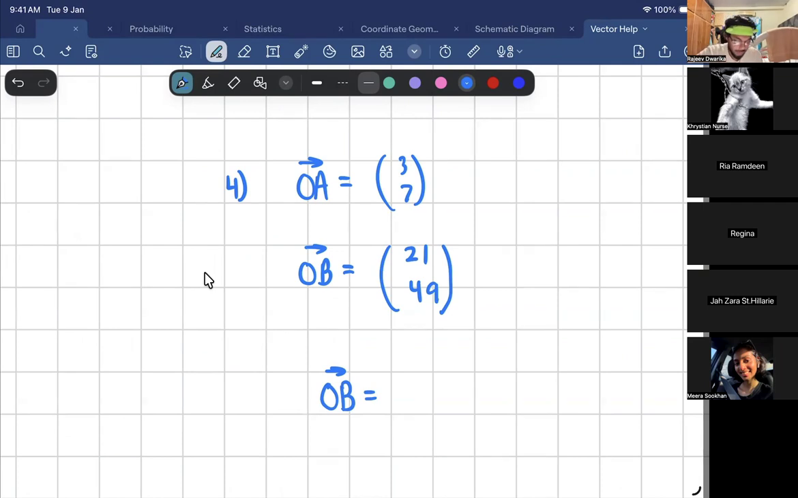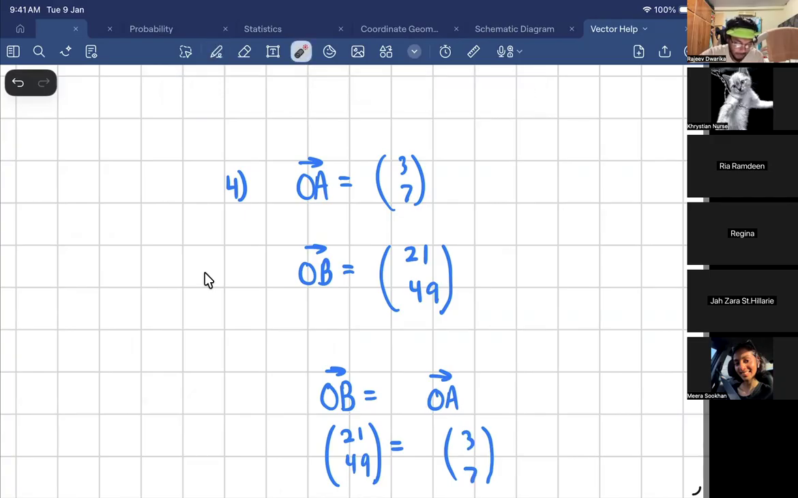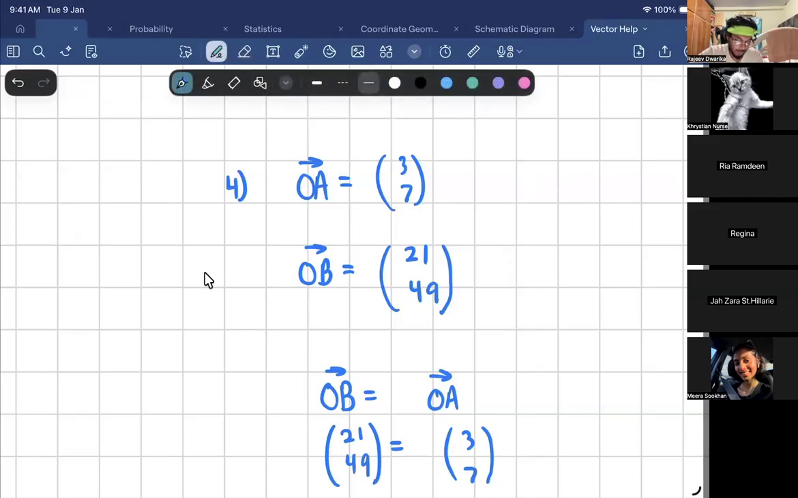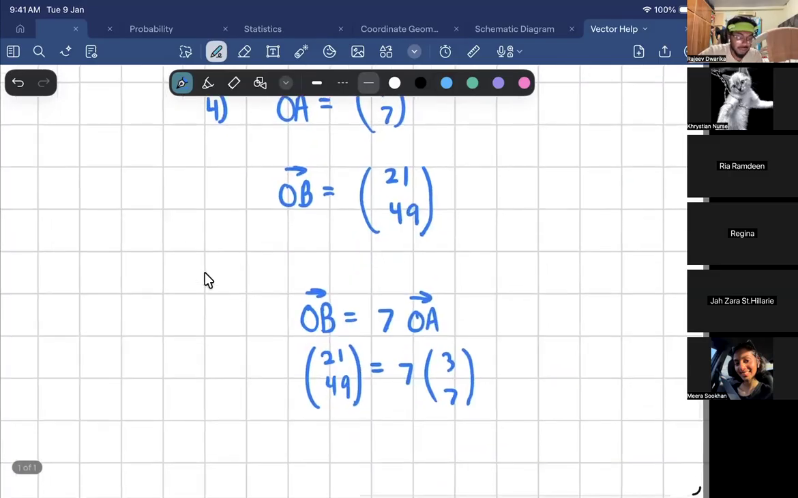Christian, is it possible for me to write vector OB as some number multiplied by vector OA? That's my question. We know that vector OB is 21, 49. Is there a number I could multiply OA by? Remember, OA is 3, 7. Is there a number I can multiply 3, 7 by to get 21, 49? Yes, sir, 7. Right, so I could say OB is 7 times OA, which means they are parallel.